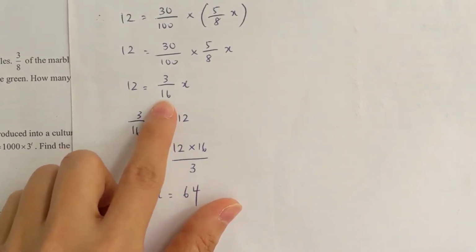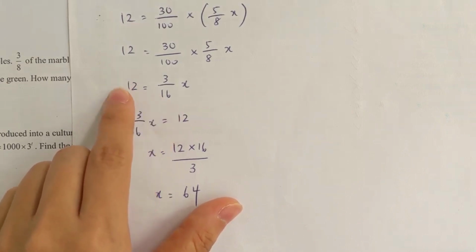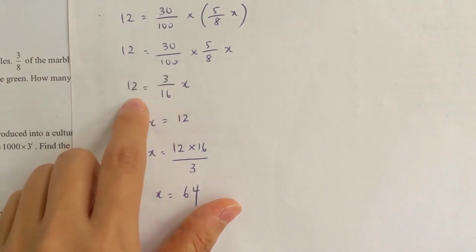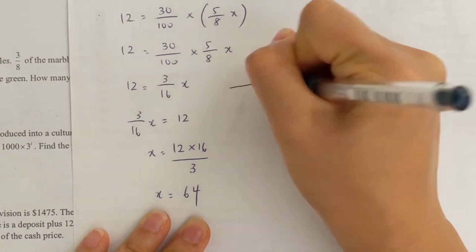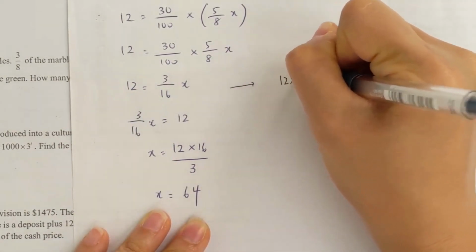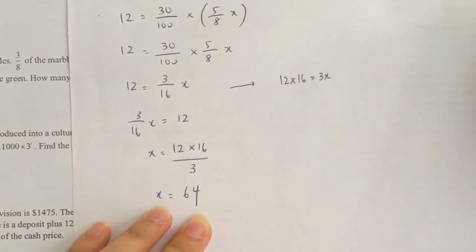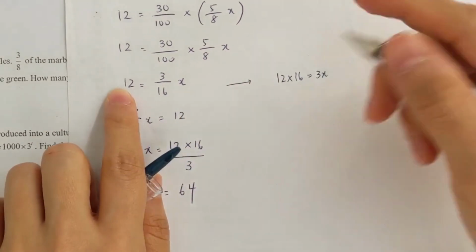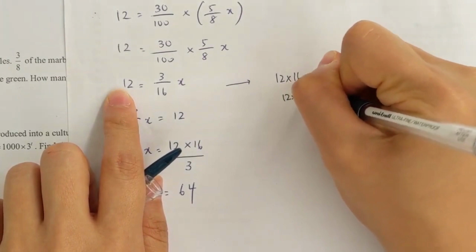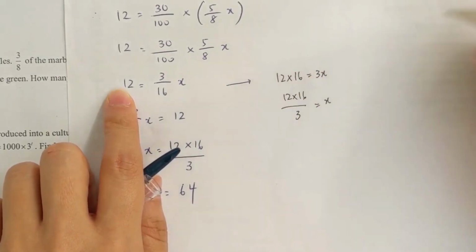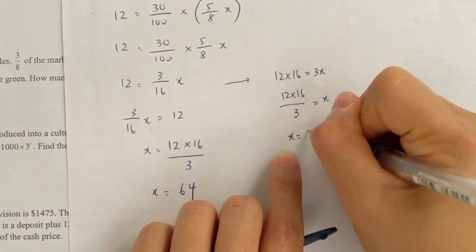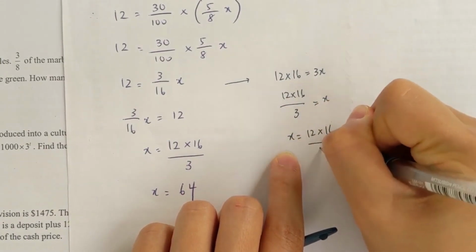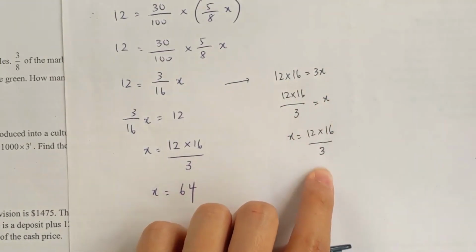Okay, so just in case some of you do not know how to move this, you will multiply the 16 first to get 12 times 16, and then you will divide away the 3. So maybe I can break it down for you. From here is 12 times 16 equals 3x, because you shift the 16 to the other side to become times, and then 12 times 16 over 3 will become x. So that is the same as x equals 12 times 16 over 3. Okay, that's all.